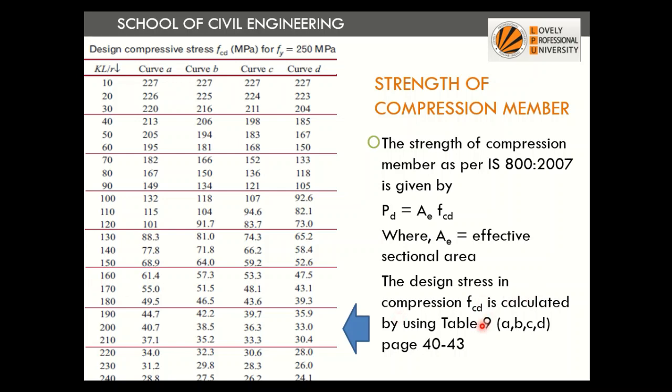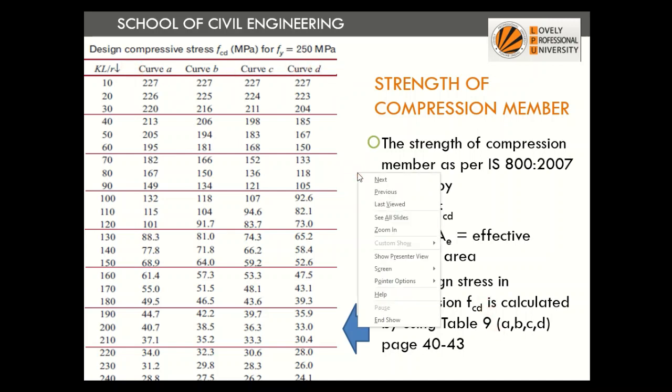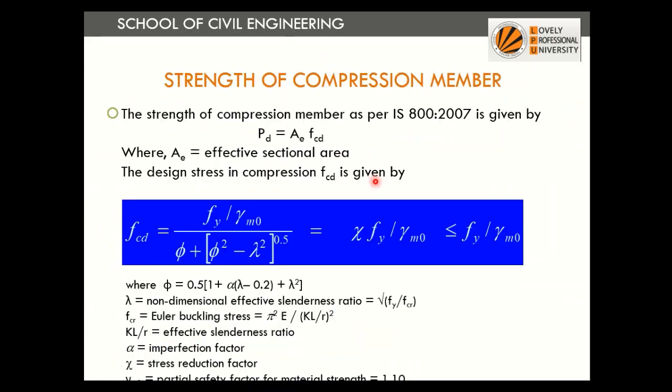This is table number 9 and there are 4 parts of that table, curve A, curve B, curve C and curve D. So depending upon the section classification we will use the chart, and whatever value we get, we will check it for fy equal to 250 only. So 2 parameters we will consider to calculate design compressive stress. First one is lambda, that is KL by r. The other one is classification of section. So we will get the values of fcd. Sometimes we have to do interpolation also. So we'll put this value and we'll get the value of Pd.